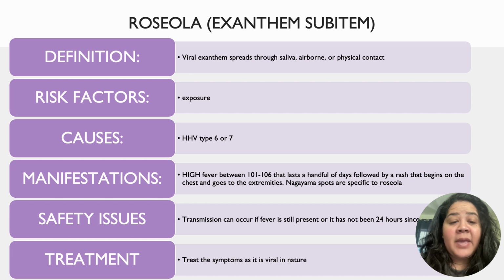followed by a rash that begins on the chest and then goes to the extremities. Nagayama spots are also specific to roseola. Transmission can occur if the fever is still present or it has not been 24 hours since it has broken. So a child can be sent to school after the fever has subsided and it's been at least 24 hours, regardless of whether there is a rash or not. So remember, 24 hours fever-free.